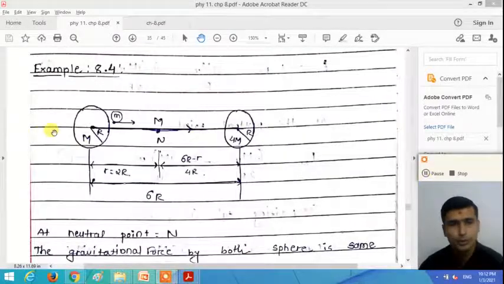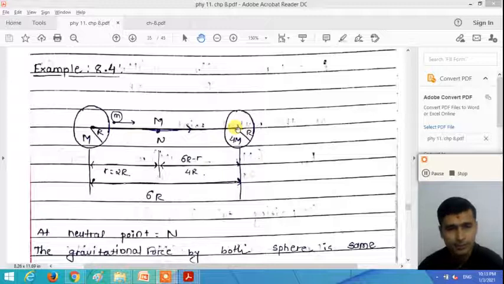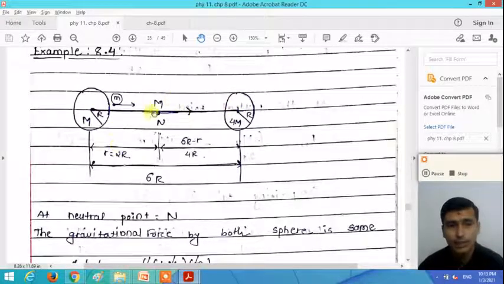So here the two spheres are given to you. One has mass capital M and radius capital R, and the other sphere has mass 4m and radius capital R. A small object of mass small m is projected from the surface of the first sphere towards the center of the second sphere. Now consider a neutral point N where the gravitational force acting on the object by both the spheres is the same.